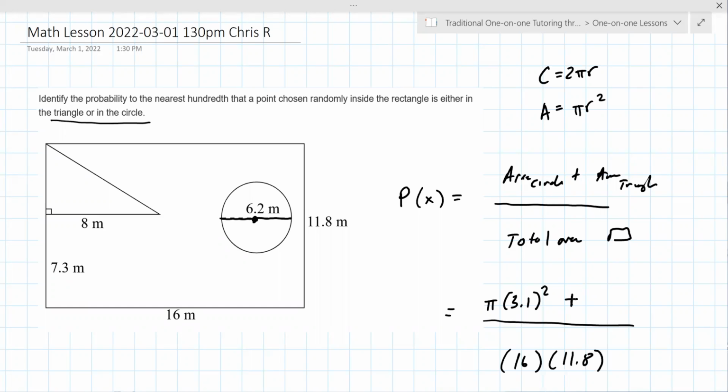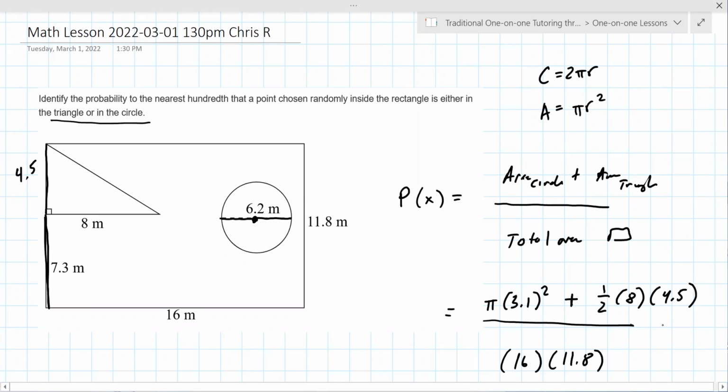Now, we do need to find the area of the triangle. It's 1/2 base times height. The base is 8. This is the height here. And what they're trying to show you is that this distance down below is 7.3, but the whole thing is 11.8. So if you subtract, you get 4.5.